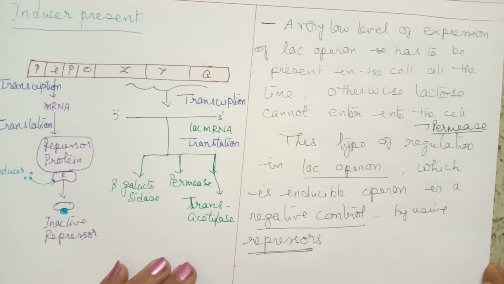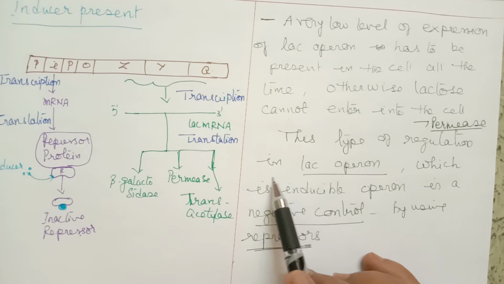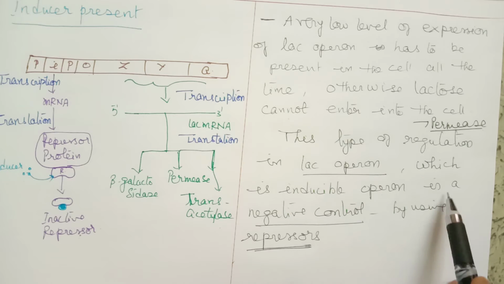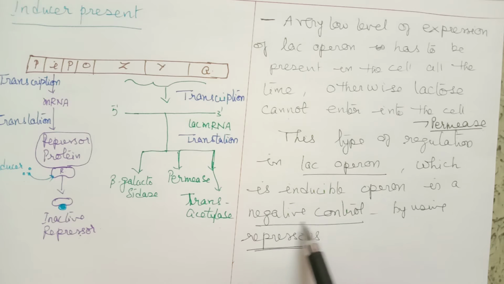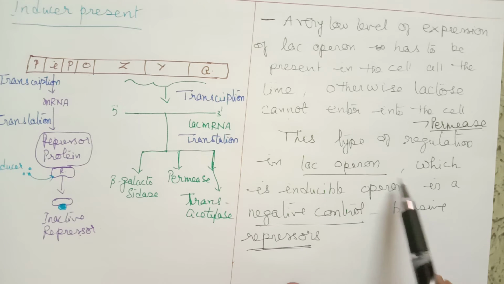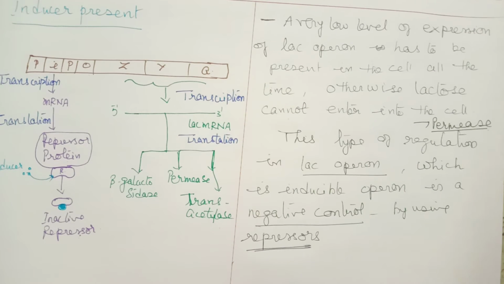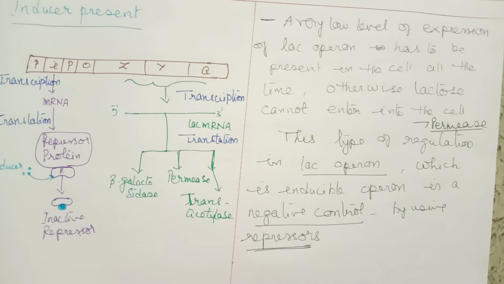And this type of regulation in Lac Operon is called inducible operon. If it is controlled by repressors, this type is called a negative control also. It is inducible operon because there is an inducer present. And it is controlled by repressor, so it is called a negative control. So Lac Operon with the help of repressor proteins and inducer is called a negative control.